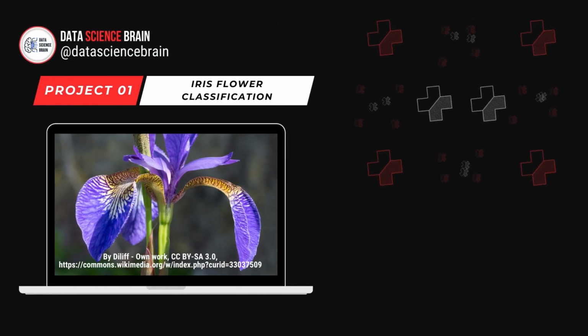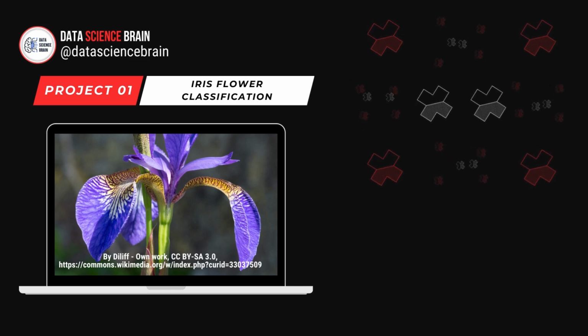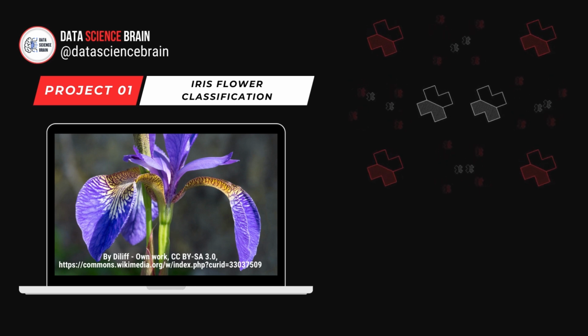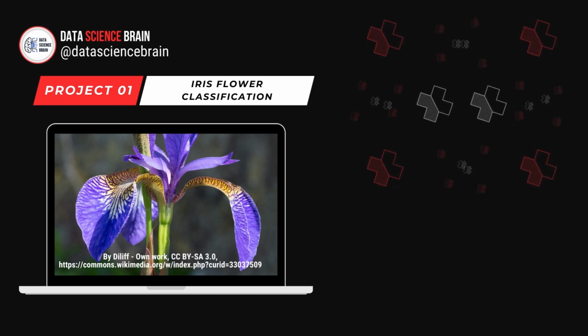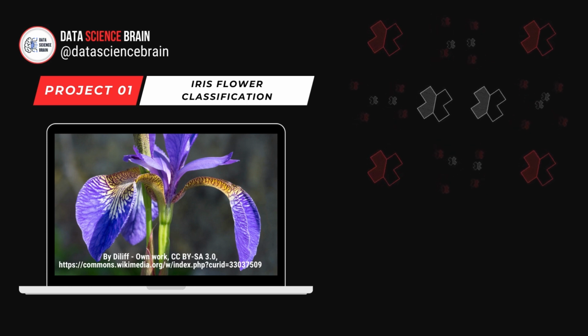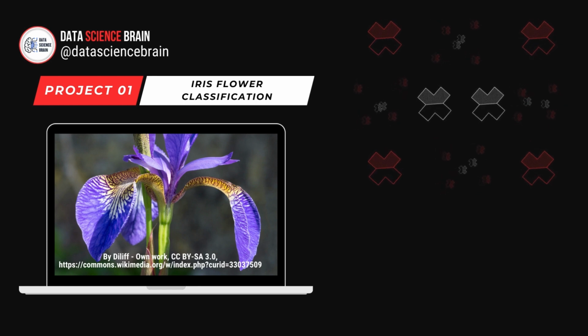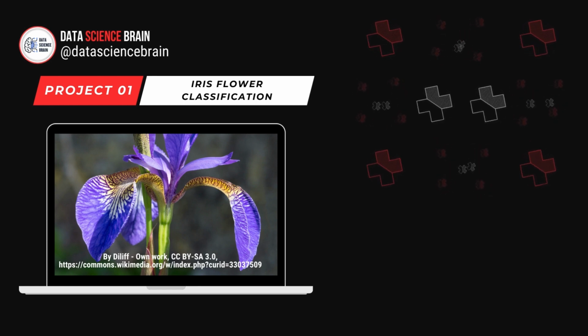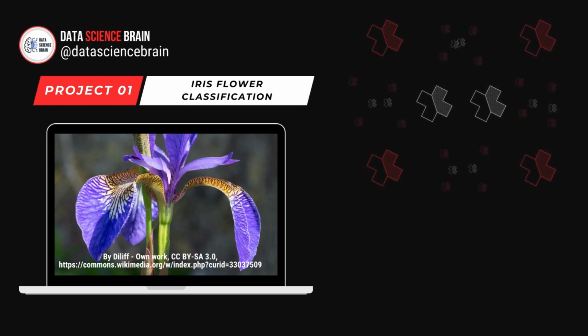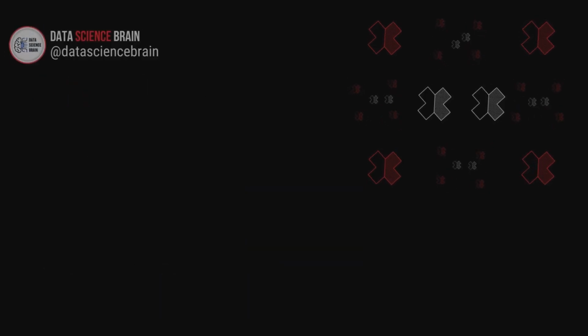Project number 1, Iris Flower Classification. Our first project is Iris Flower Classification. It's a great way to get started with classification tasks. The dataset we will use is the Iris dataset, a classic in the world of data science which can be easily found on websites like Kaggle. You can easily load it using Python libraries like scikit-learn.